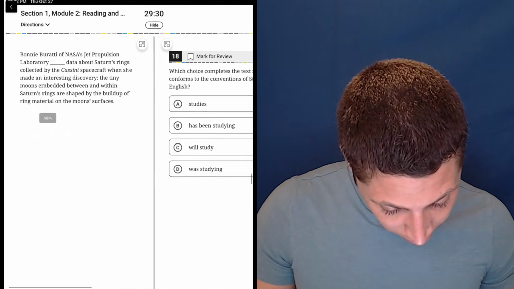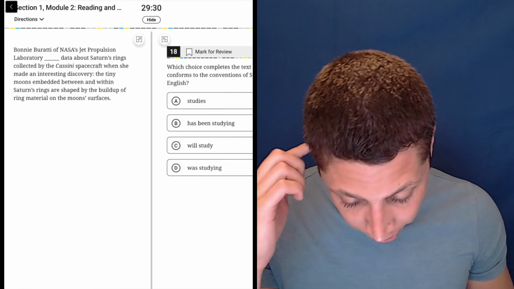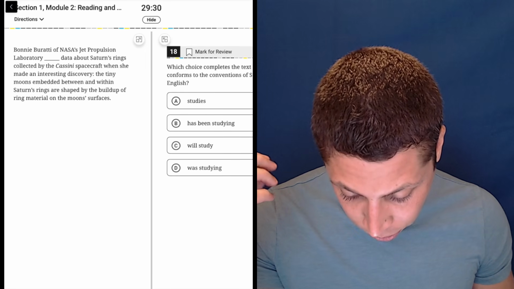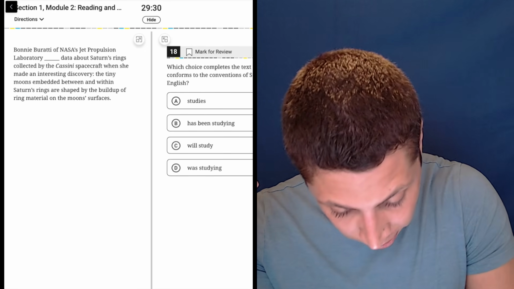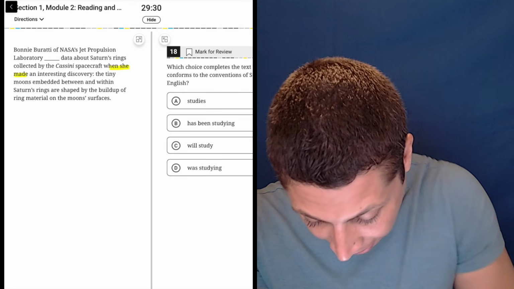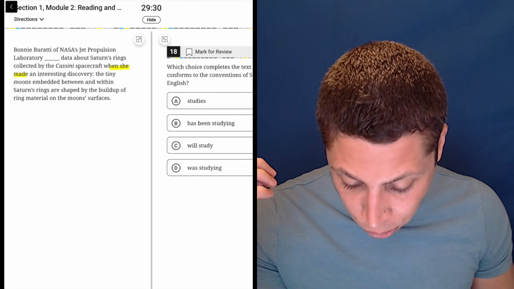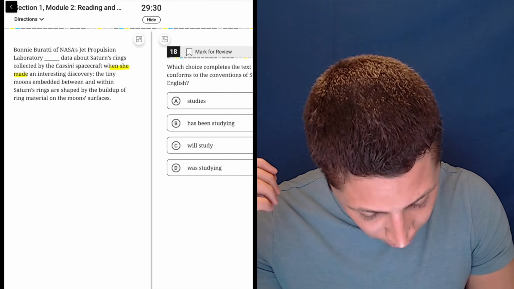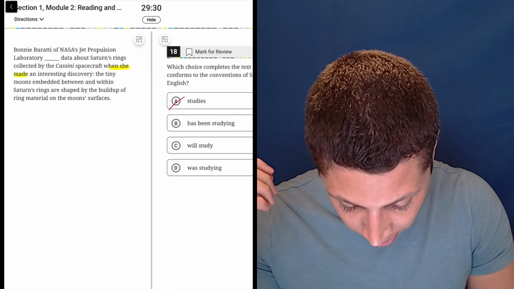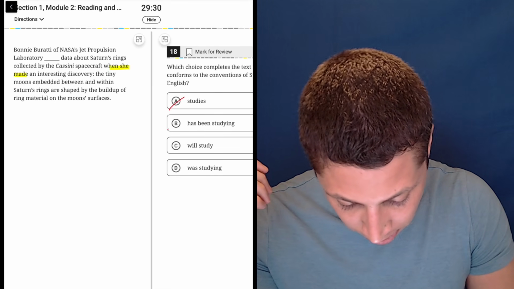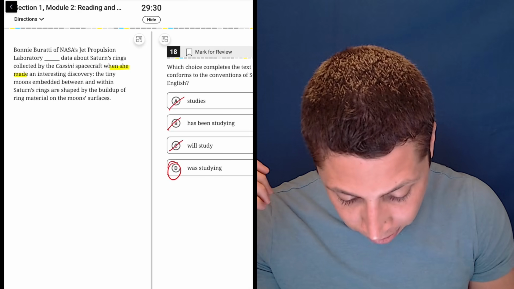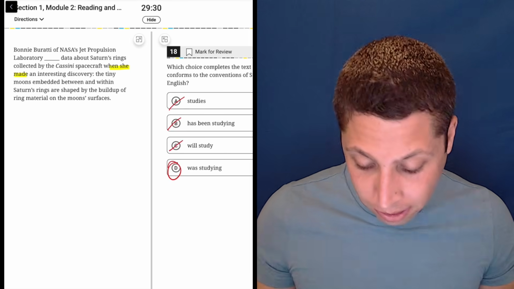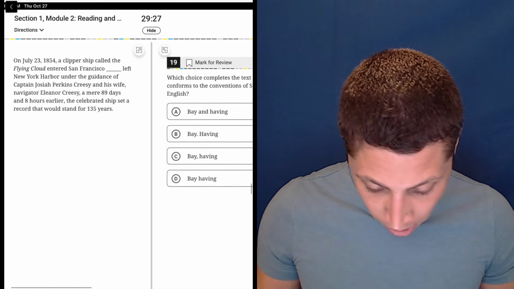All right. Okay. Bonnie Barati of NASA's Jet Propulsion Laboratory studies data about Saturn's rings when she, was studying, something like that, when she made, this is a tense question, an interesting discovery, the tiny moons embedded between and within Saturn's rings are shaped by the buildup of ring material. Okay, this is a tense question, so studies doesn't make sense. Has been studying? No. Was studying, it's something like that. This is the future tense. Was studying data about Saturn's rings. Yeah, when she made this discovery. Yep, good. Okay.